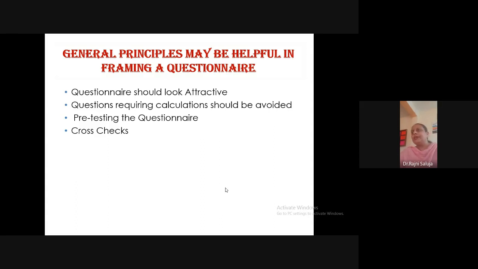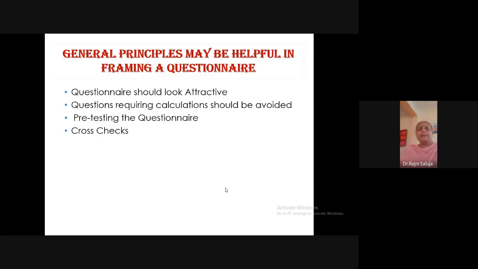Reliability can be checked with the help of a number of tools that I'm not going to discuss here now. In other words, we can say that the pilot survey is a replica of the main survey. Replica means it is a rehearsal of the main survey.